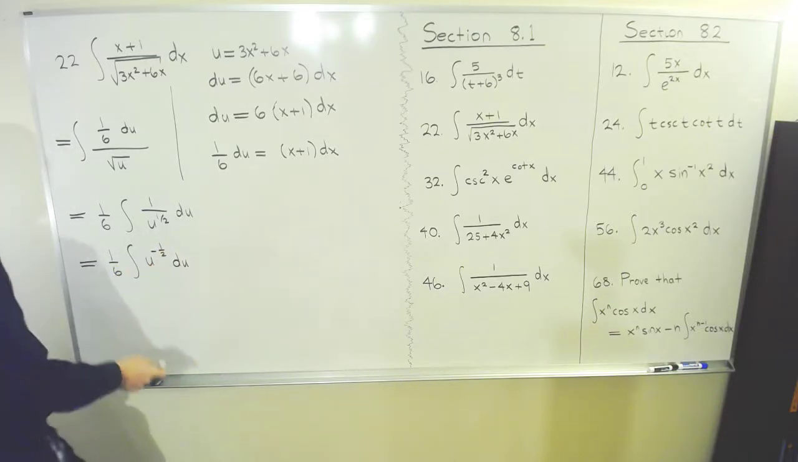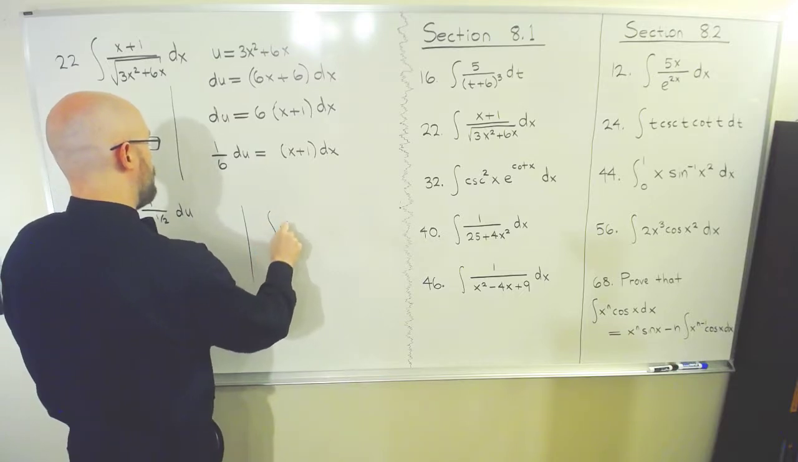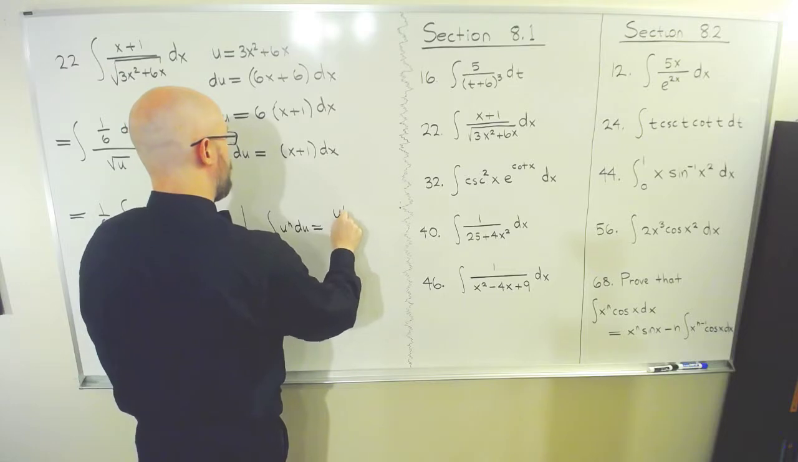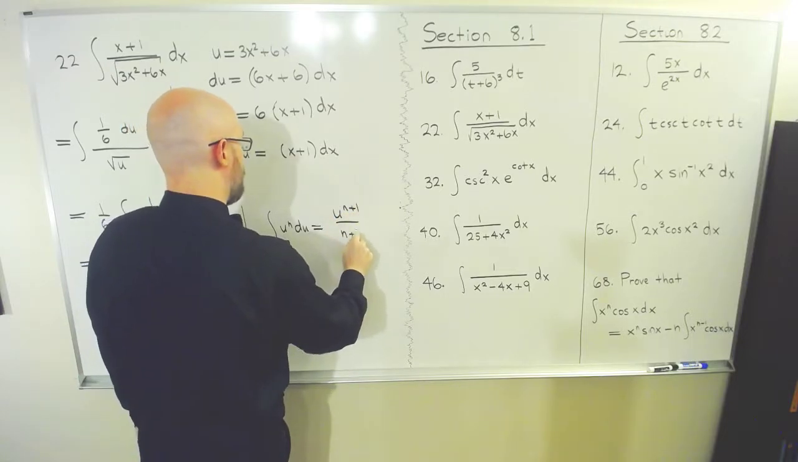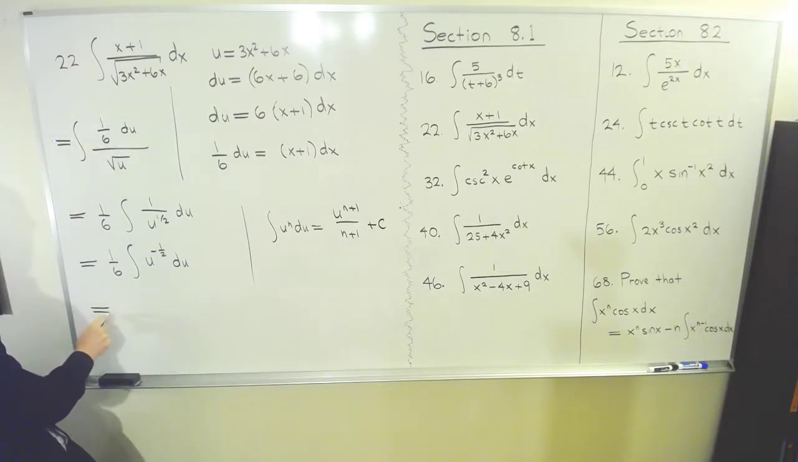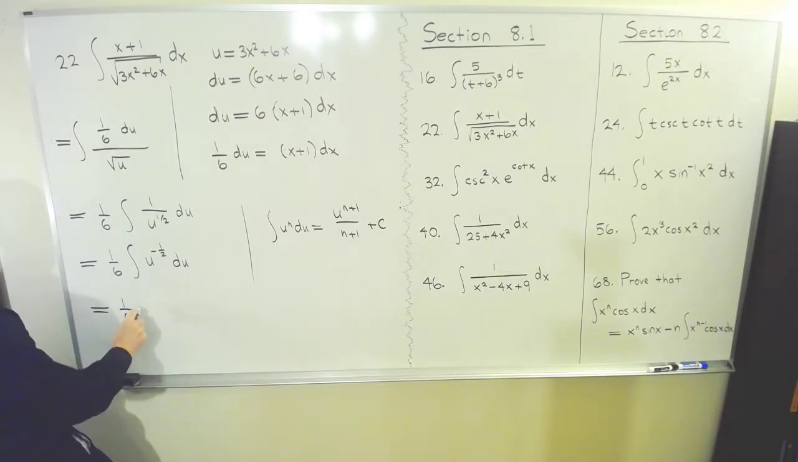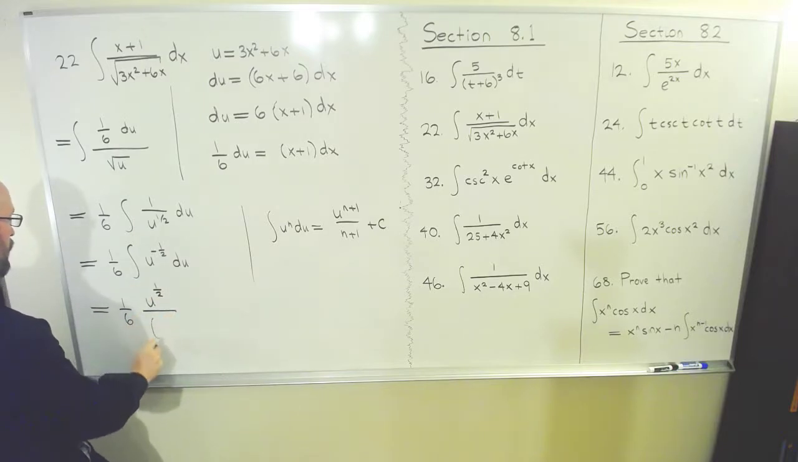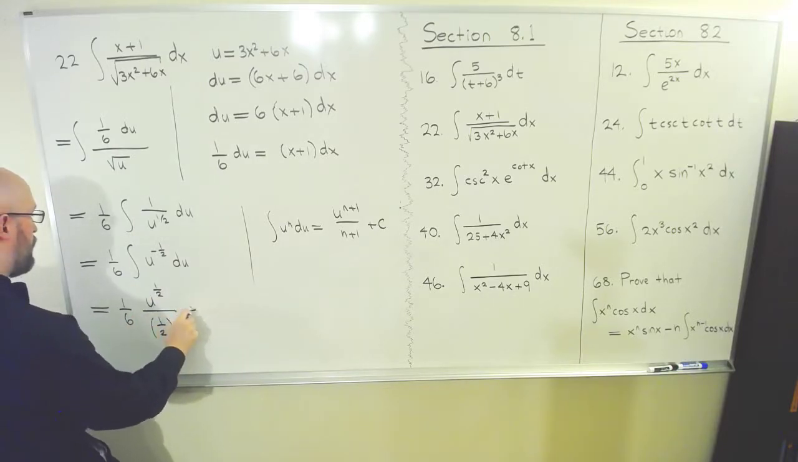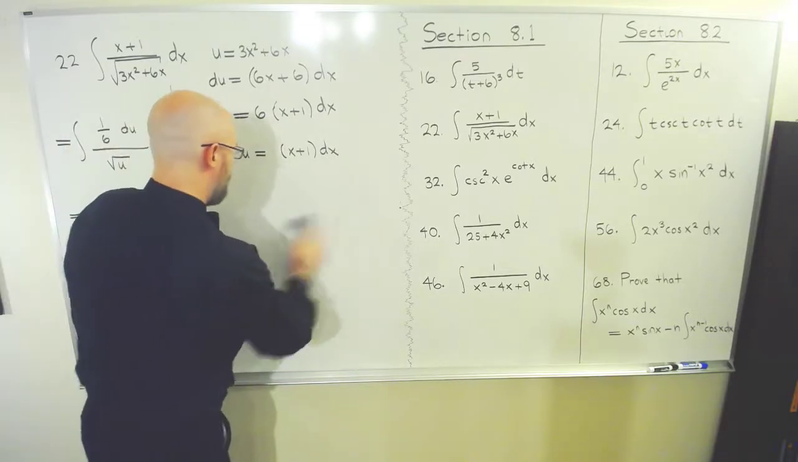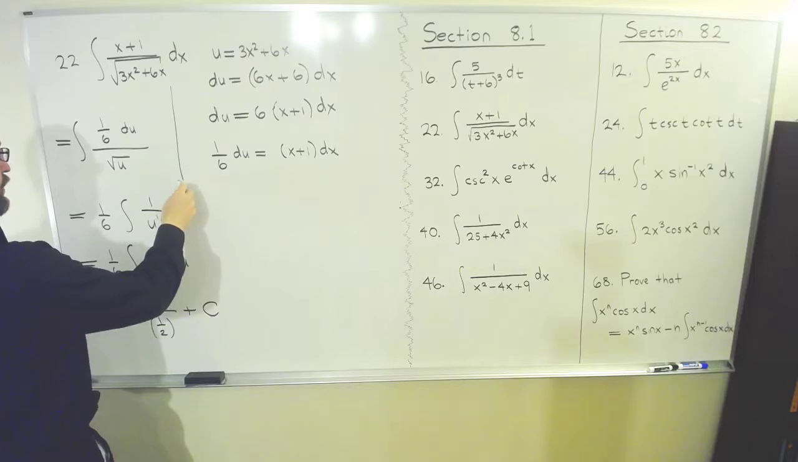Now this is once again the power law of integration, where I have u to the n du, and the exponent isn't minus 1, so it's just u to the n plus 1 over n plus 1 plus c. So what that gives me then is 1/6 times, well, what happened with this? I have u now to the 1/2, because that's minus 1/2 plus 1. All that's divided by 1/2, and then this is plus the constant of integration c, and I can erase this part because that was just commentary.